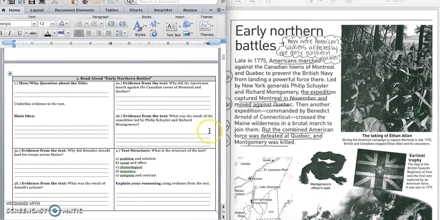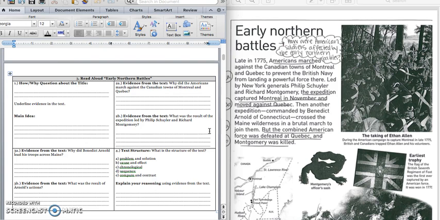In box 2B, we would write, the expedition, led by Philip Schuyler and Richard Montgomery, resulted in a victory for the American soldiers. They captured Montreal. Press pause to write down your answer and play when you're ready for box 3.